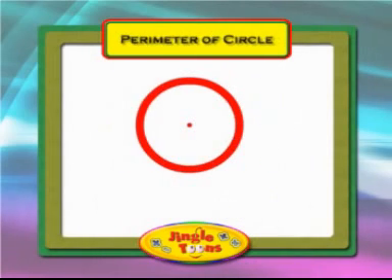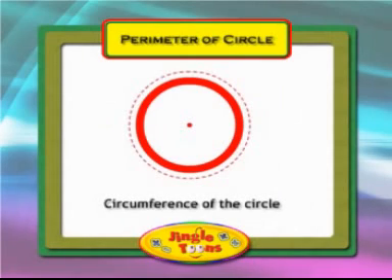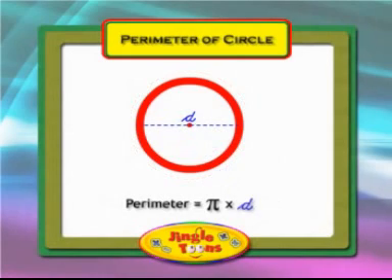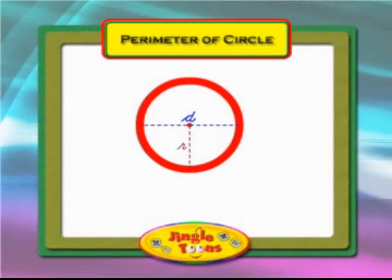The perimeter of a circle is also called the circumference of the circle. For the circle with the diameter of D, the formula for perimeter is perimeter is equal to pi multiplied by D. We can also use the radius of the circle to find its perimeter, which is half the diameter. Or we can also say that the diameter is always twice the radius. The formula to find the perimeter of the circle with the radius r is perimeter is equal to 2 multiplied by pi multiplied by r.